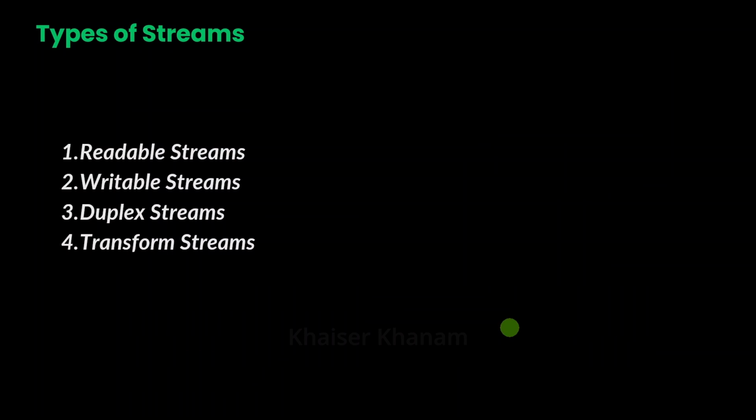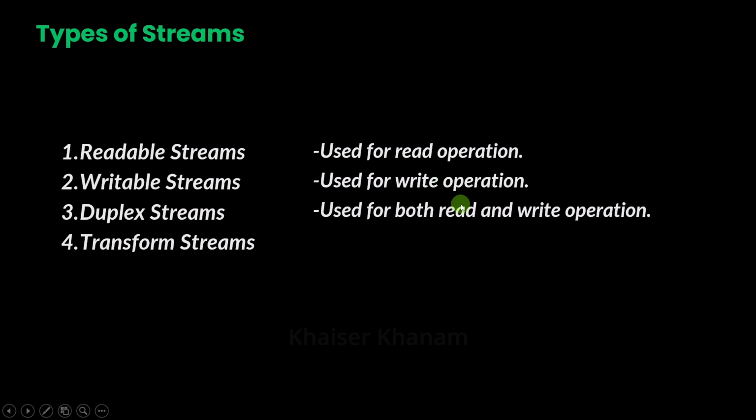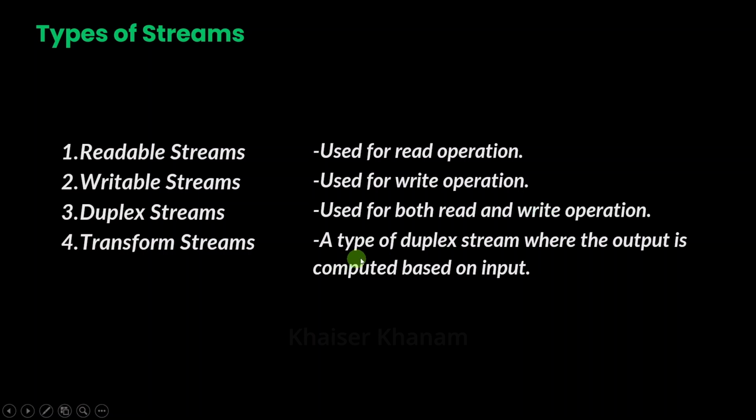Now let us see the different types of streams. We have four types of streams: readable stream, writable stream, duplex stream and transform stream. Readable stream is used for read operations. Writable stream is used for write operations. Duplex stream is used for both read and write operations. Transform stream is a type of duplex stream where the output is computed based on the input.